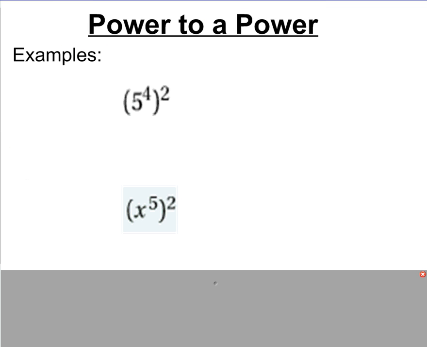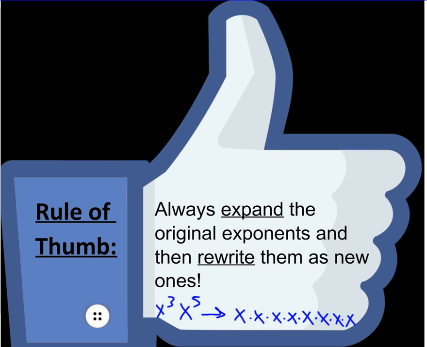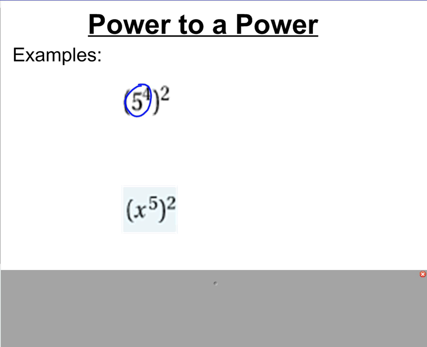Next. The second property of powers that we said we're going to deal with, and this is all with multiplication, is the power to a power. Man, we got lots of power going on here. But the power to a power property means you have a power raised to a power. So go back to that rule of thumb. We said always expand the original exponents and then rewrite them as new ones. So how can we expand this?